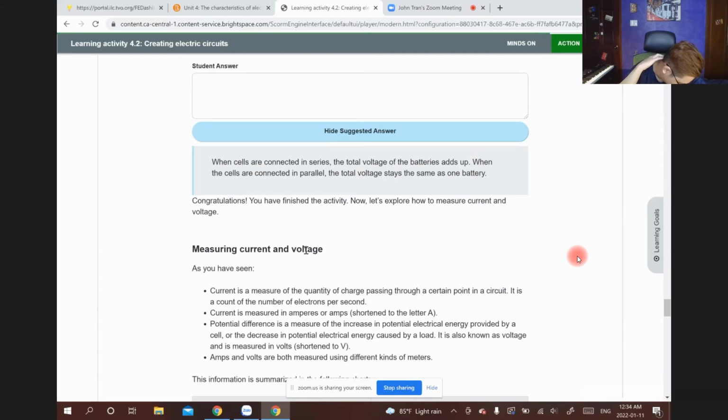Just imagine it like soldiers going into battle. If you have 10 soldiers compared to 100 soldiers, that's like current passing through a bridge. It's like the number of people passing through a bridge. More people, more current. That's the thing.